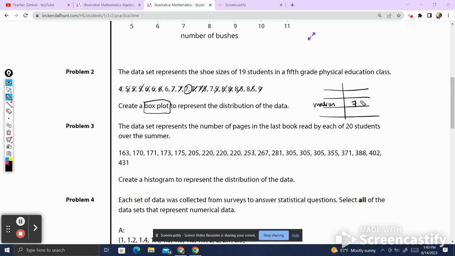I found the median. Now I'm going to find my minimum, which is my lowest value. That's a 4, because 4 is my lowest value. Max, which is my highest value.